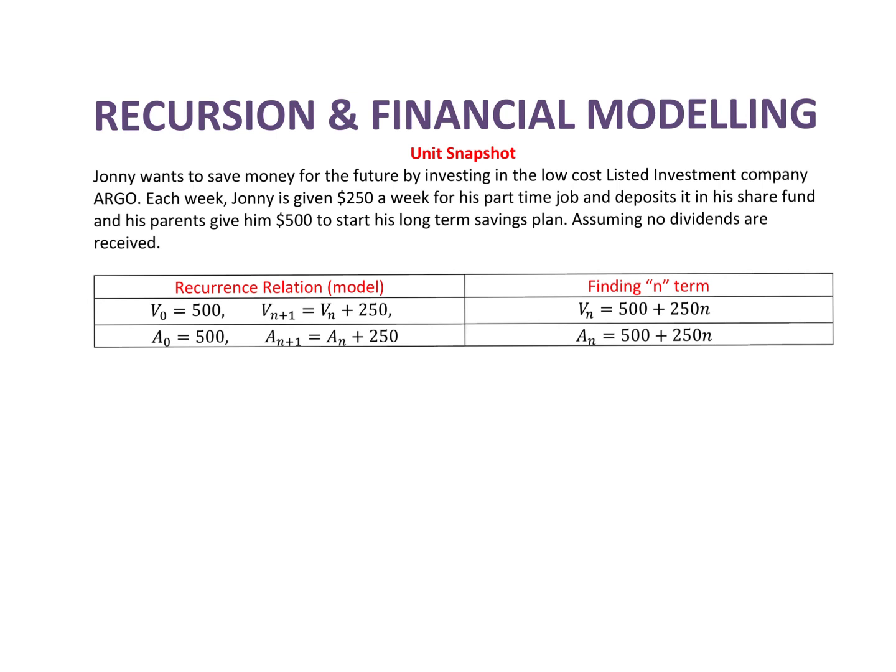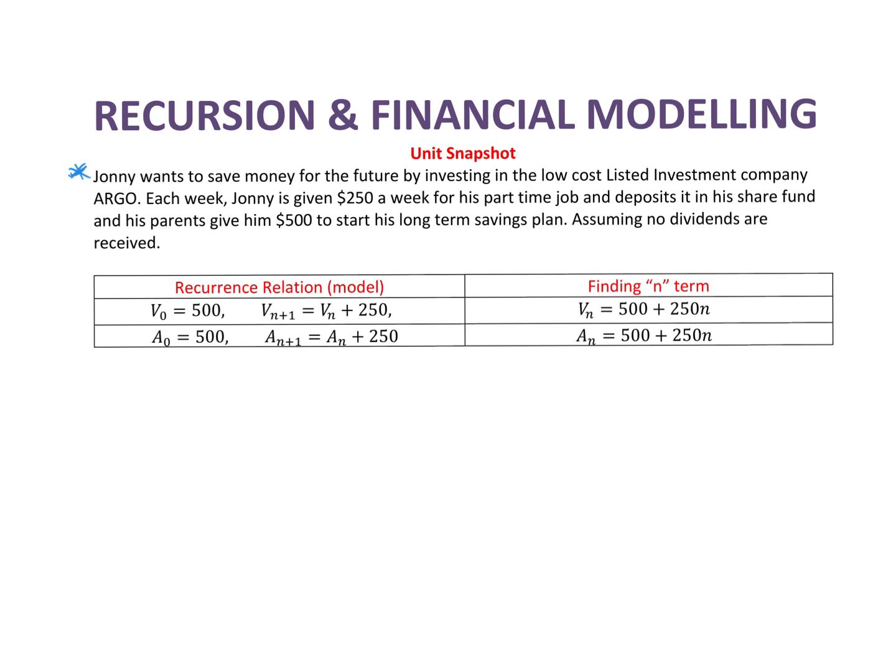If you have a look at this, we've got this little scenario here. It says Johnny wants to save money for the future by investing in a low-cost listed investment company, Argo. Each week, Johnny is given $250 for his part-time job, and he deposits this into his share fund, and his parents give him $500 to start this long-term savings plan. Assuming no dividends are received, so he gets no extra interest or anything, he's just getting the amounts he's putting into the fund. This is how we're going to do it.